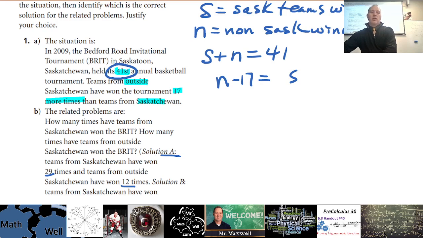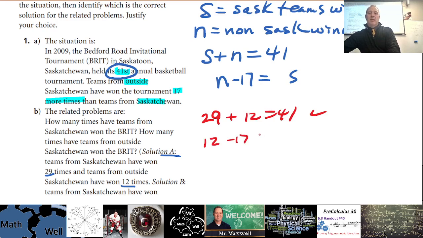How do you know that for sure? Well, put them in both equations. So Saskatchewan teams, 29 plus 12 equals 41. That's true, but 12 minus 17 does not equal 29. You see? So this one is not true, so that means that solution A is not correct.